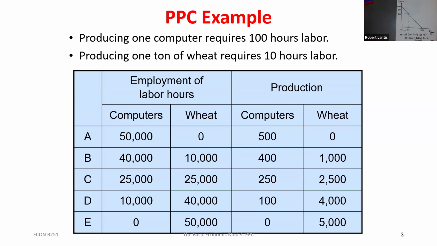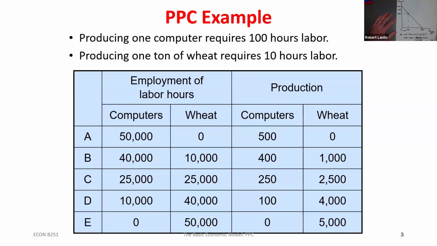As I produce more of one good, that's going to cost me some of my labor hours, which means I'm going to have to take those labor hours away from the production of the other good in order to get more of this x-axis good. I have to give up the production of this y-axis good. Okay. Any questions on this before we keep moving?